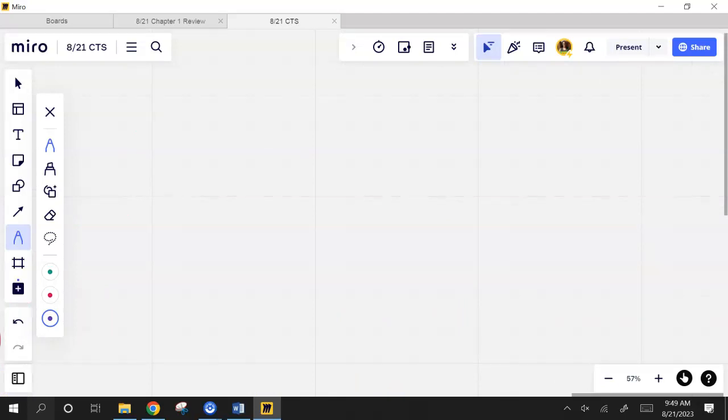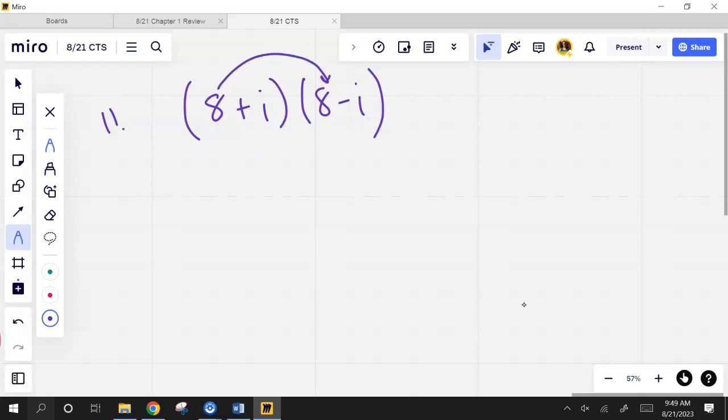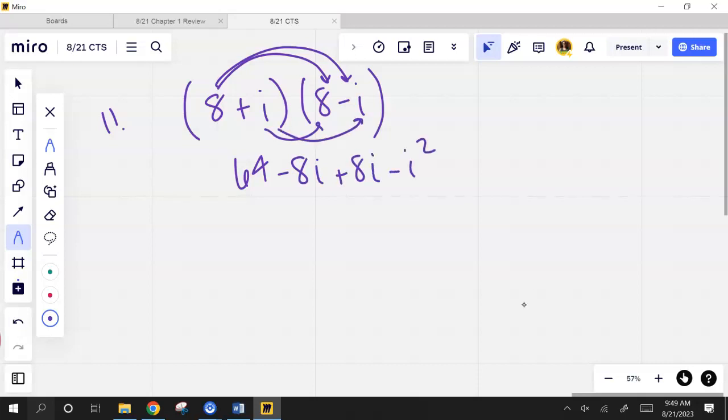All right, give me one to start with. 8. No, we're doing all of it. 8 plus I. 8 plus I. All right, so FOIL. These are conjugates. Remember we talked about conjugates, so you're exactly right. The I should cancel out whenever I multiply these. 8 times 8 is 64. Minus 8i plus 8i minus I squared. That's right.